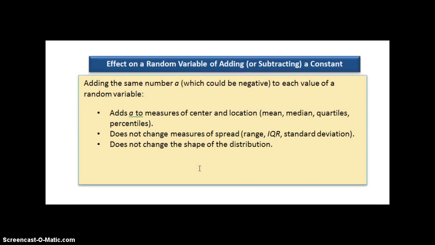When we add or subtract a constant, the value of A, which is the value of the constant that we're adding, is also added to measures of center and location. Again, the mean, median, quartiles, and percentiles. However, the measures of spread do not change. Range, IQR, and standard deviation will be the same as they were before. Lastly, the shape does not change.